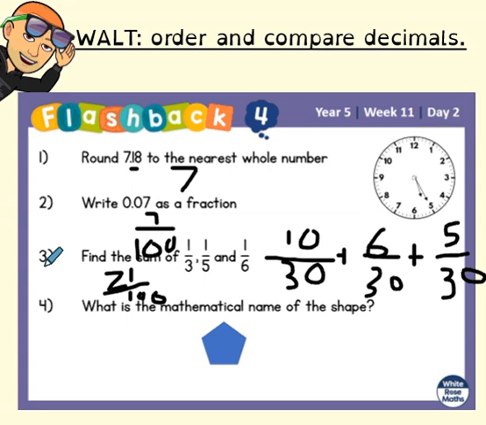What's the mathematical name for the shape? It's a 5-sided shape. It's a pentagon. The time on the clock is 5:26, or 26 minutes past 5.